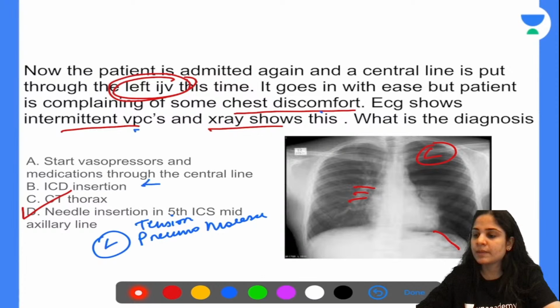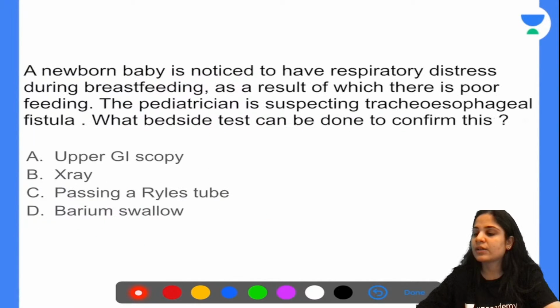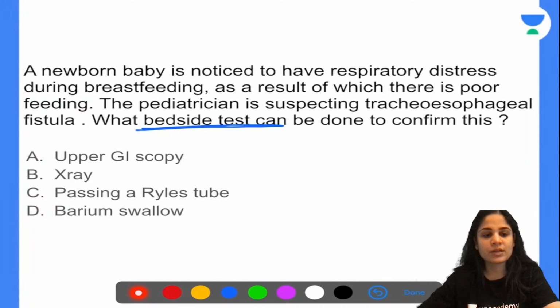A newborn baby is noticed to have respiratory distress during breastfeeding, as a result of which there is poor feeding. The pediatrician is suspecting tracheoesophageal fistula. What bedside test can be done to confirm this? So this is exactly the question I wanted to ask you guys. I think in the previous question it did not get converted, so I'm sorry about it. So passing a rice tube is the bedside test that you can do to confirm it. All right.